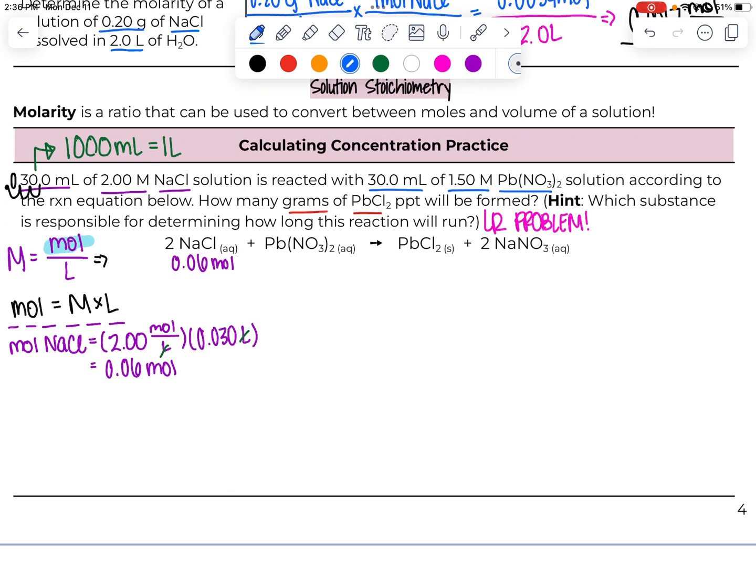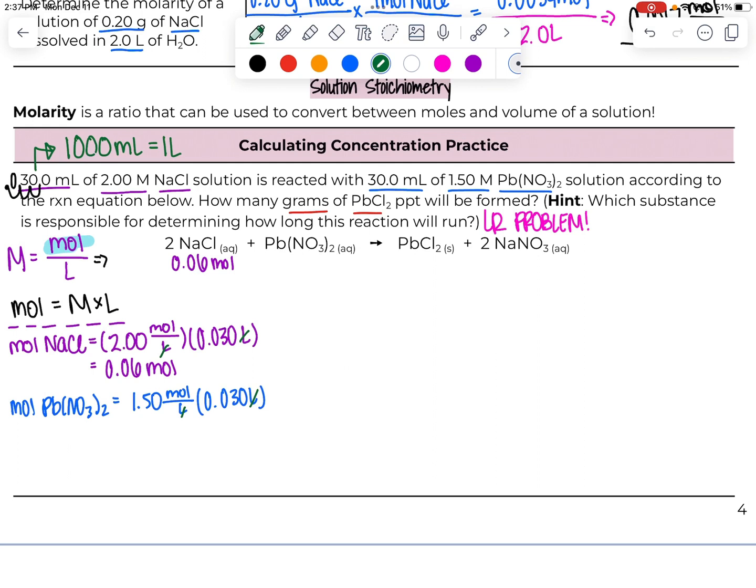Okay, now I got to deal with the lead nitrate. Okay, so moles of lead nitrate, Pb(NO3)2. Well, I know its molarity is 1.5 moles per liter. How much of it do I have? 30 milliliters, great, which I already converted, 0.030 liters.